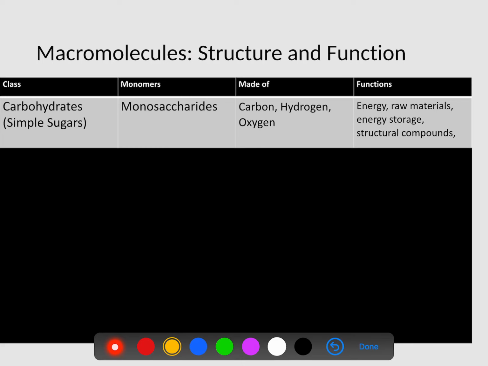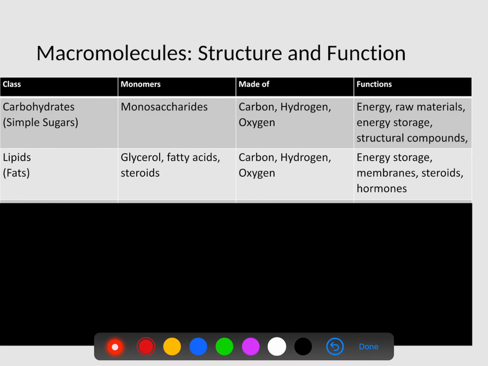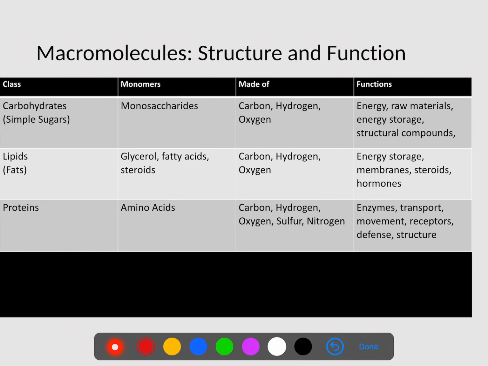So again, we have carbohydrates. Again, those are our simple sugars. The monomer of that is a monosaccharide made of carbon, hydrogen, and oxygen in a 1:2:1 ratio. Again, energy, raw materials, energy storage, structural compounds. Our lipids are fats. Okay, glycerol, fatty acids, steroids. So again, they're also made of carbon, hydrogen, and oxygen, but not in that 1:2:1 ratio. Energy storage, membranes, steroids, hormones are examples that we talked about.